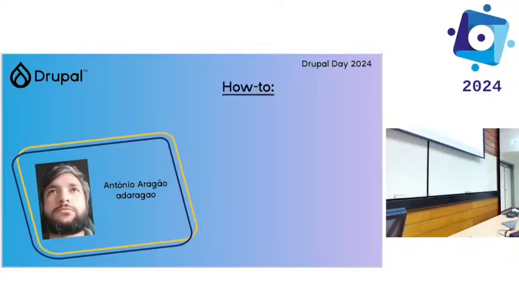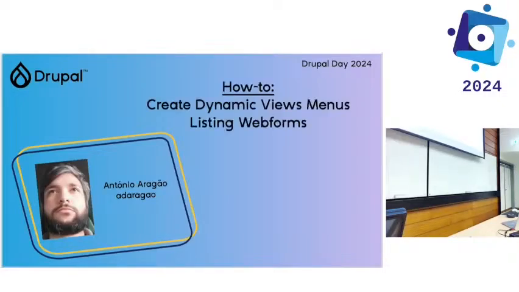Today I will tell you how to create dynamic views, menus, listing web forms. Something that should be easy to do with Drupal, it's not. So I'll not only show you how to do it, but I also want to show some of the blocks that I've found along the way. Maybe I get some developers here inspired to change a few things to make it easier. I'm not a developer, I'm just a website builder.